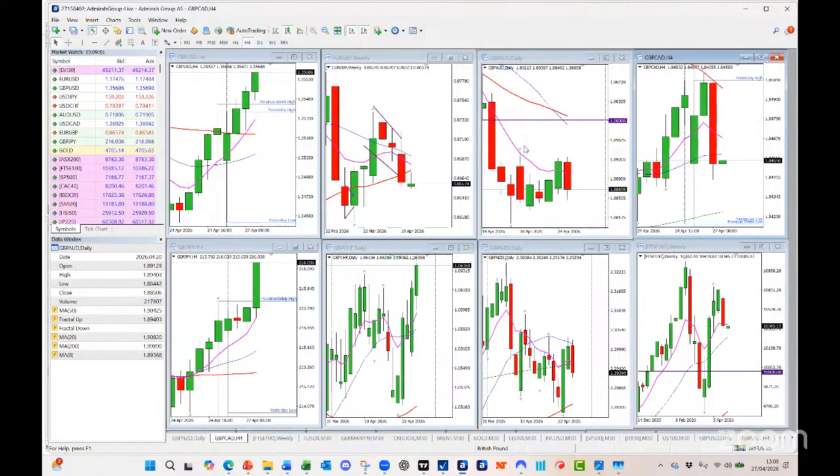It is going to be a busy week, okay? So make sure you're on top of your risk management. Make sure you're on top of the news flow, and make sure you're on top of the order flow.